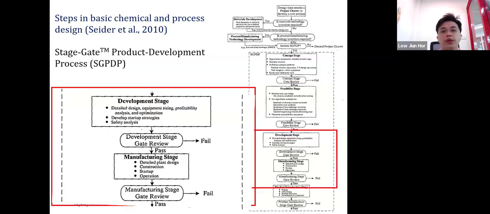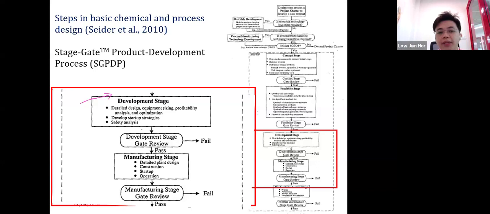Okay, now we proceed to the development stage. Just now we already proved the concept. Some more, we already constructed the pilot plant. We can produce a product by using the selected technology and process. Okay, complete. Then now it's time to proceed to the development stage.